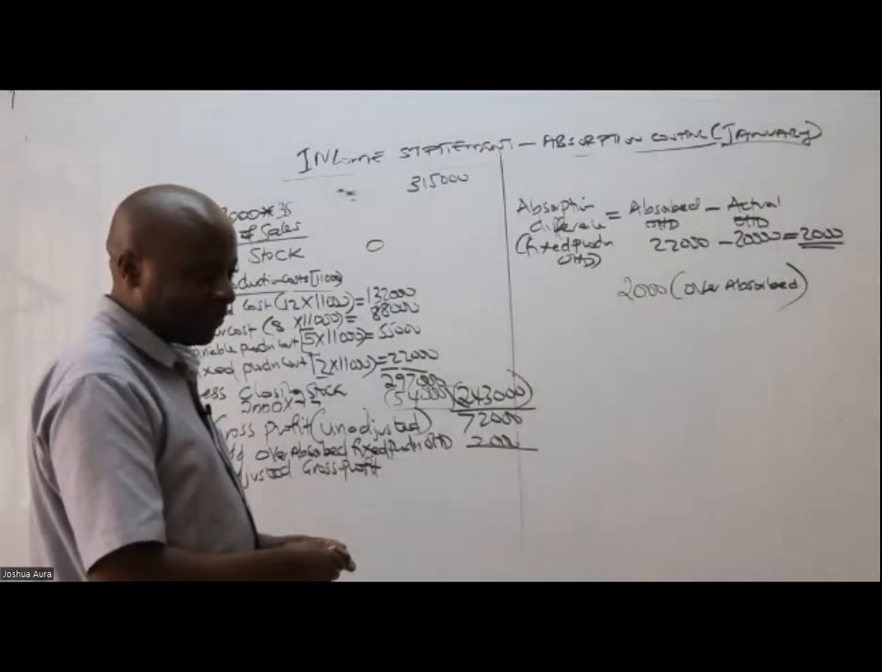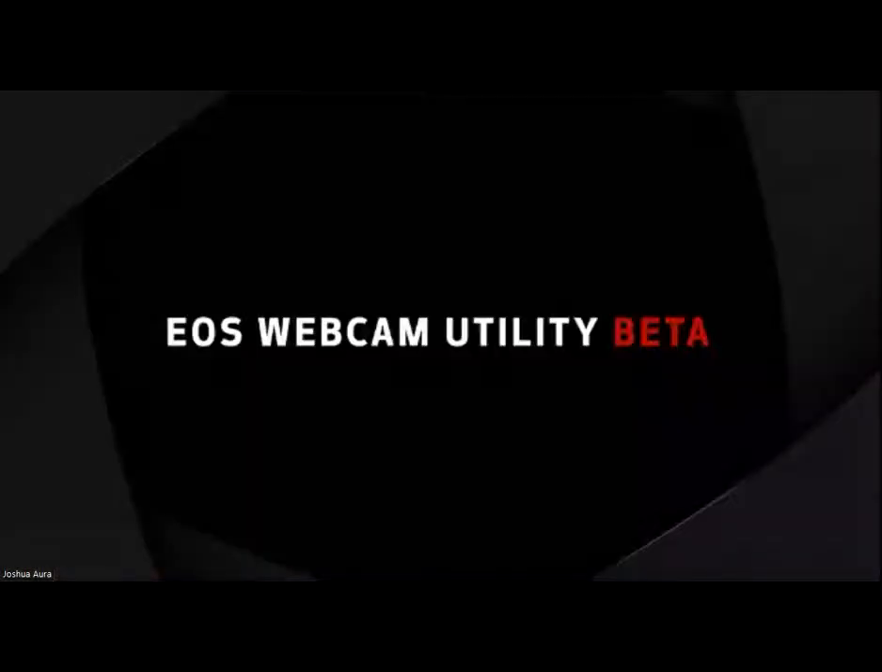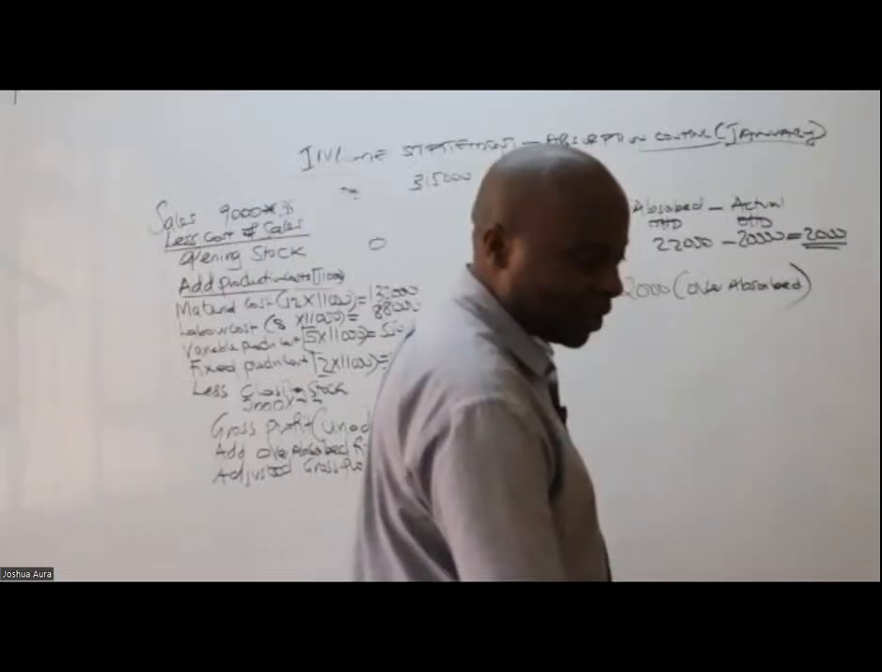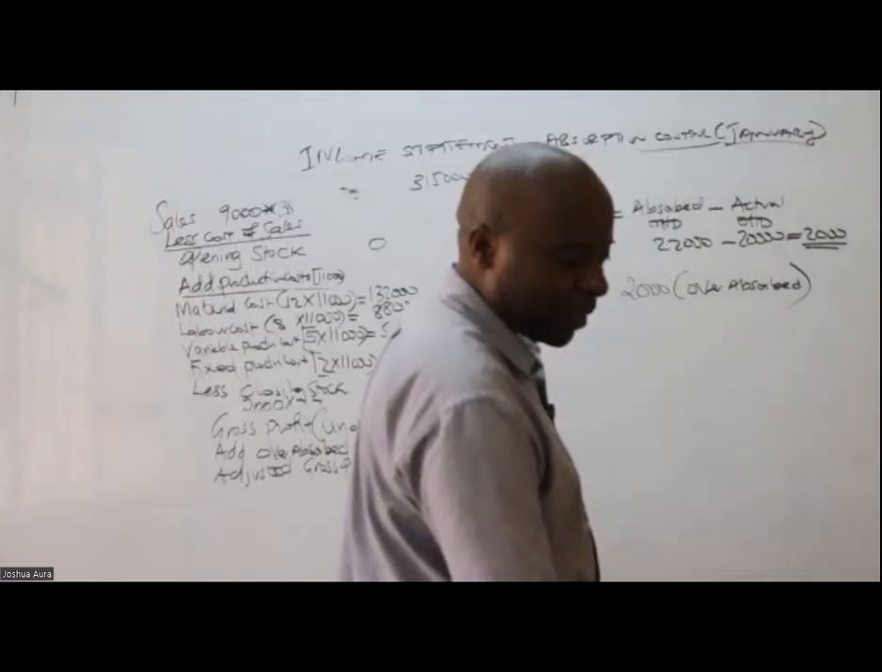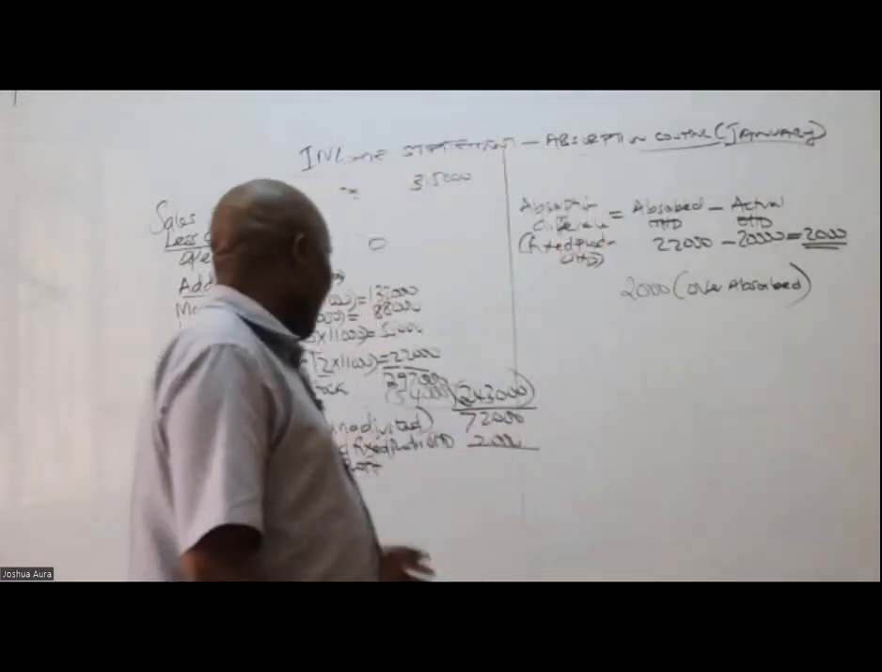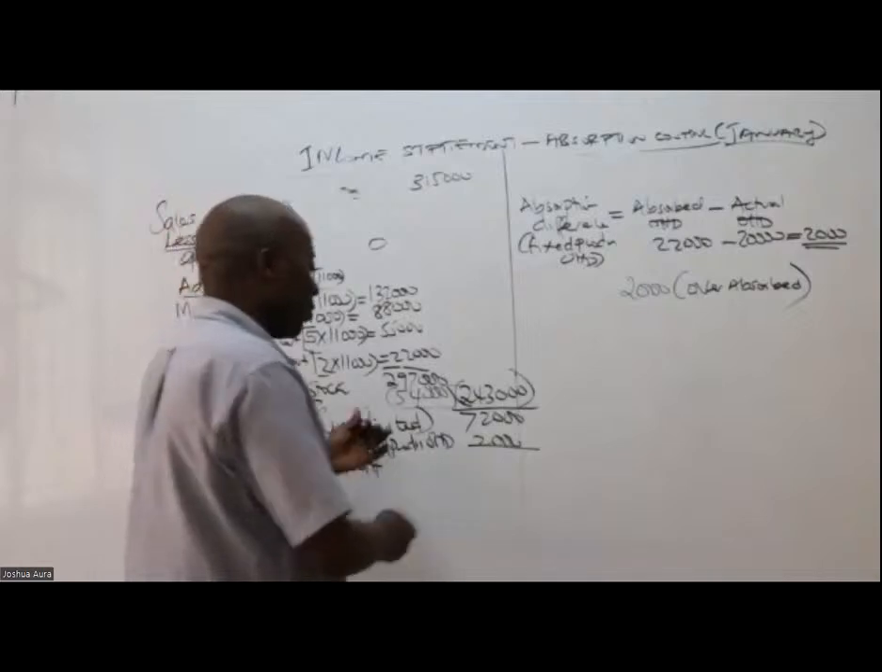72,000 plus 2,000, it's quite easy. That's why they don't want to tell me the figure, right? So we continue. We can see here that the adjusted gross profit is 74,000.